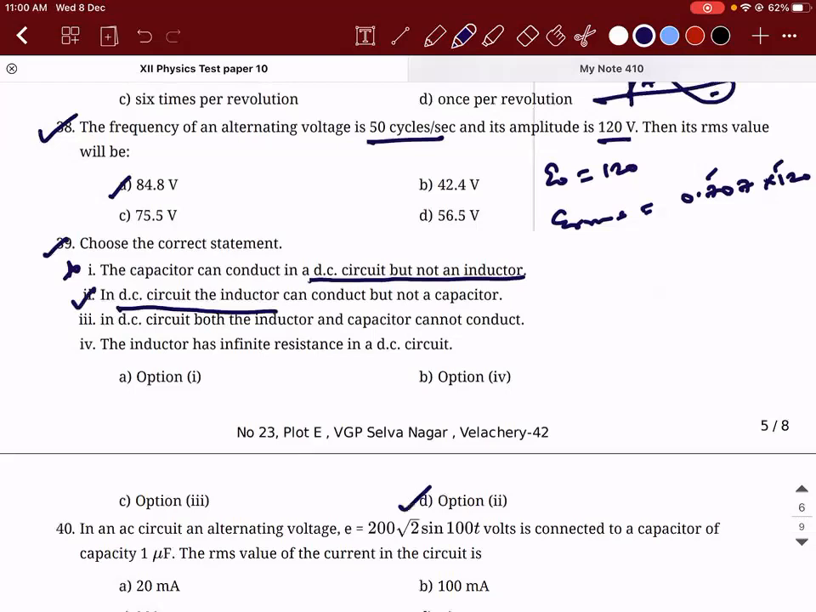This is the one. But we'll read the other one also. In a DC circuit, both inductor and capacitor cannot conduct. No. The inductor has infinite resistance in the DC circuit. No.